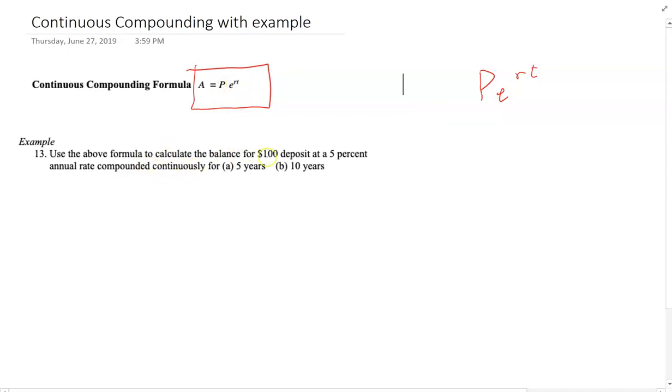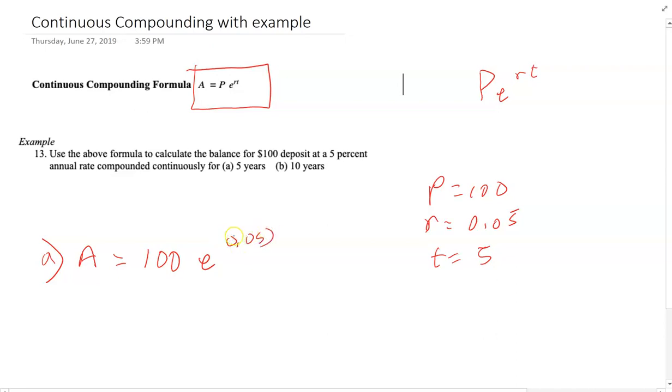Use the above formula to calculate the balance of 100 raised deposits at 5%, compounded continuously, for 5 years. So P equals 100, R equals 0.05, and that is where our E comes in, T equals 5. For part A, our amount remaining will be equal to 100 times E to the 0.05 times 5.